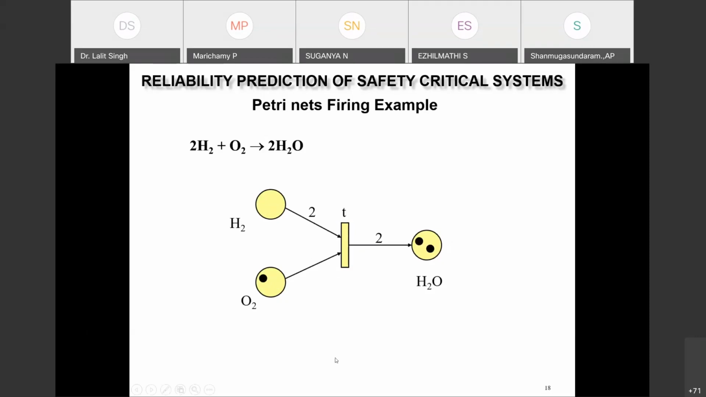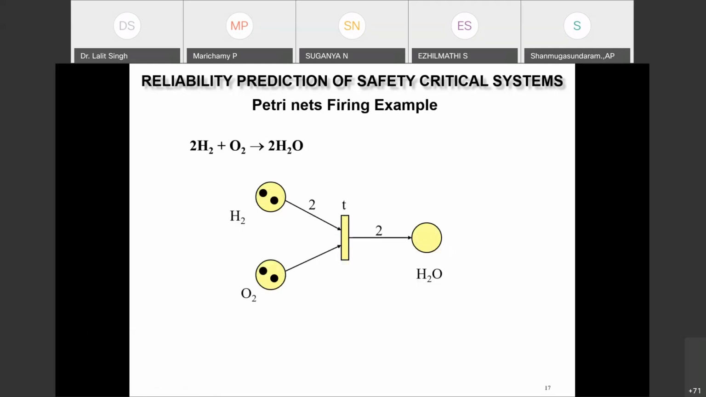So the state has been changed, and the distribution of the token is representing the state. Now there is a concept of reachability graph. A reachability graph basically identifies the possible states of the system. For example, in this figure, the first state would be 220, because the distribution of the tokens represents the state.